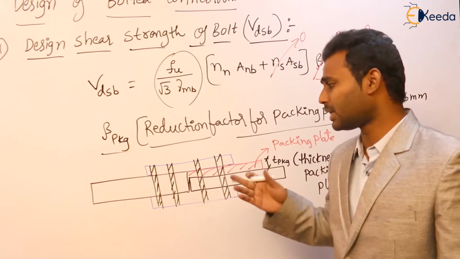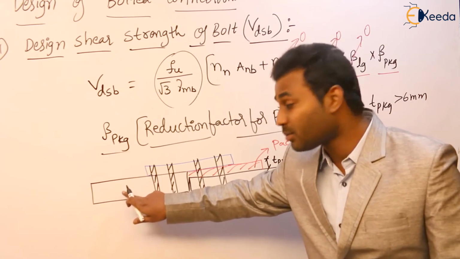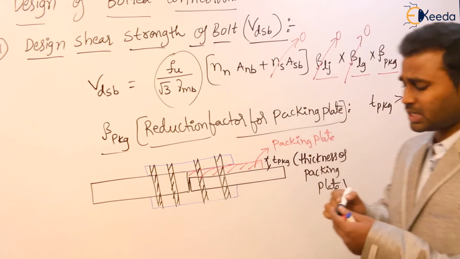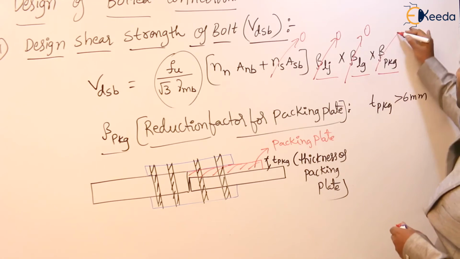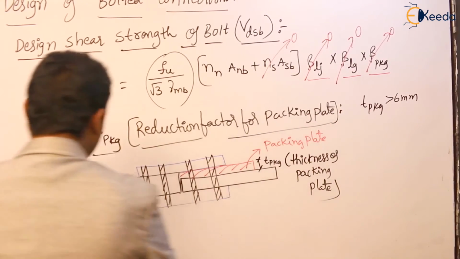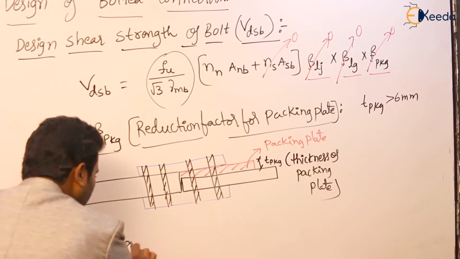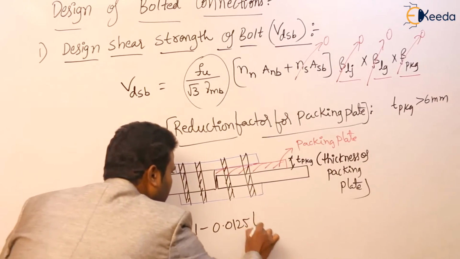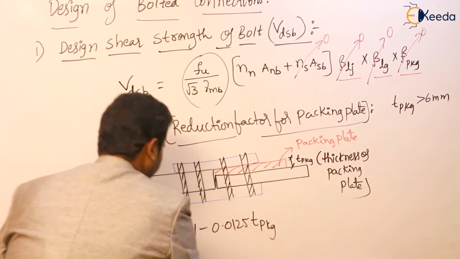What is the thing? I always connect the members having the same thickness. So then no need of packing plate, and again no need to consider this reduction factor. Agree or not? But the formula for this reduction factor given in the code is beta pkg is equal to 1 minus 0.0125 TPKG.